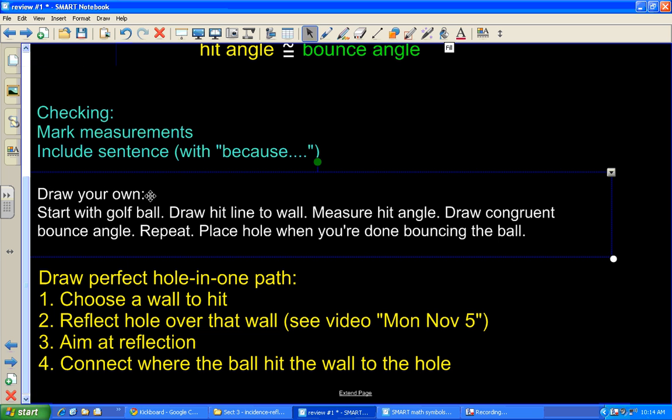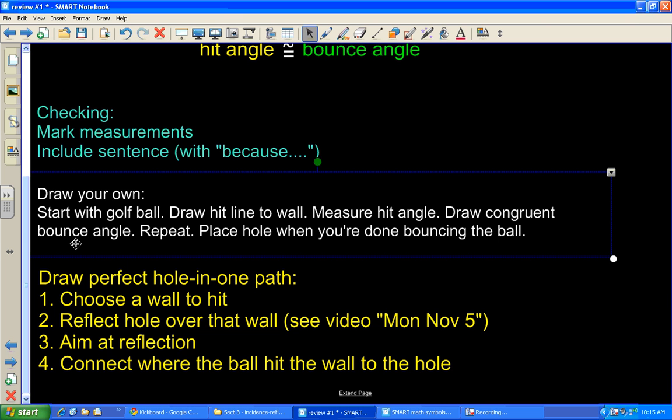So when I ask you to draw your own, this should actually be the easiest out of all of these. Start with a golf ball. Basically, put a dot on the paper. Draw any line you want to hit a wall. I would not draw it at just straight 90 degrees. That's going to mess you up. But any line you want. Measure your hit angle, and then draw your congruent bounce angle.